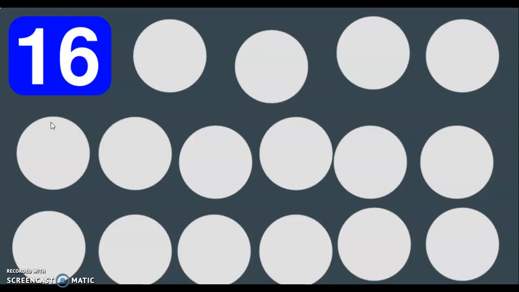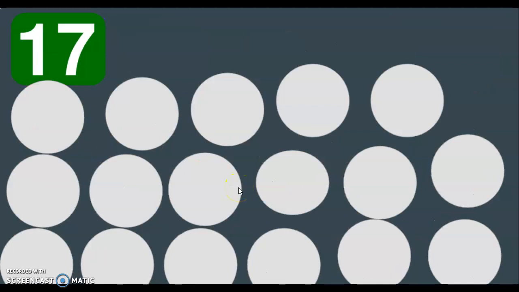So after 15 comes the number 16. We want to make sure we have 16 circles in our group, so we have 1, 2, 3, 4, 5, 6, 7, 8, 9, 10, 11, 12, 13, 14, 15, and 16. So this is what the number 16 looks like when you have 16 items in a group.